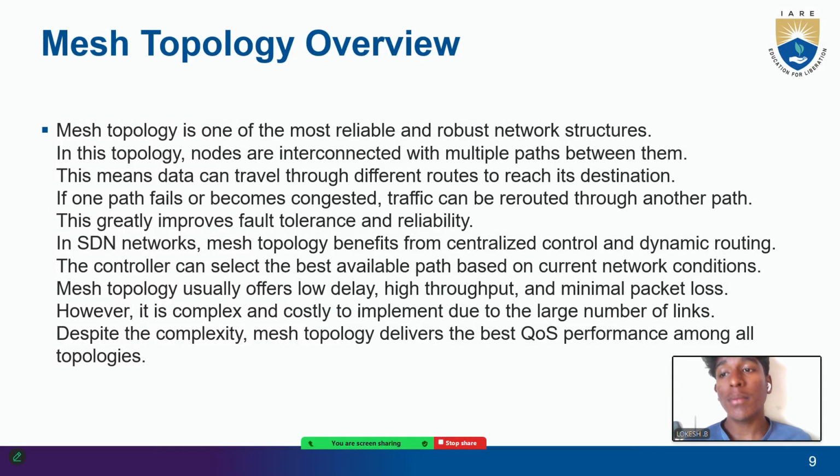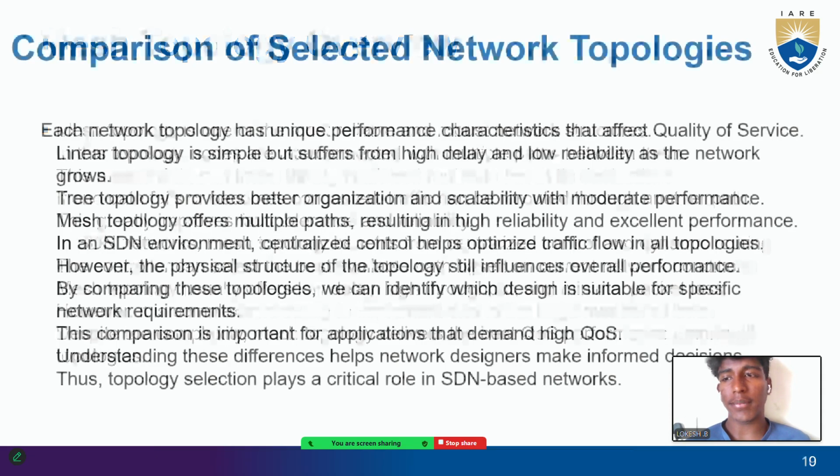Next, mesh topology. Mesh topology is one of the most reliable and robust network structures. In this topology, nodes are interconnected with multiple paths between them. It means data can travel through different routes to reach its destination, which greatly improves fault tolerance and reliability.